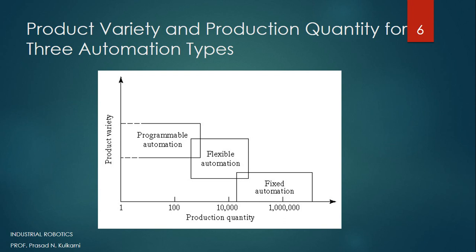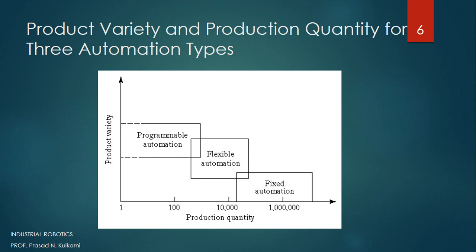On the other hand, the product variety in programmable automation is more. Why? Because we are giving a lot of freedom to the sequence of processing. That's why we are getting product variety. Yes, we are giving product variety, but is there any effect on the product quantity? Yes, there is. In fixed automation, you can manufacture nearly 1 million products.